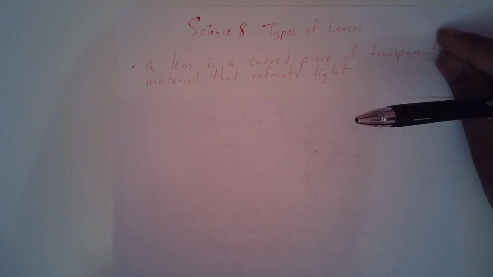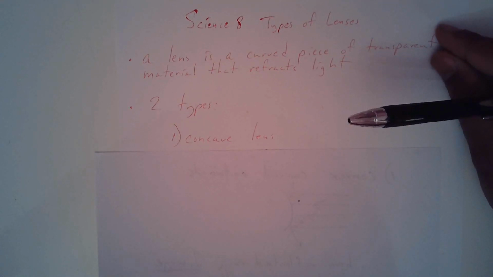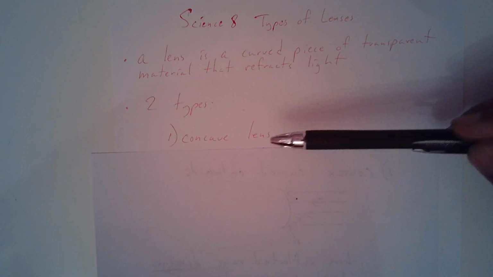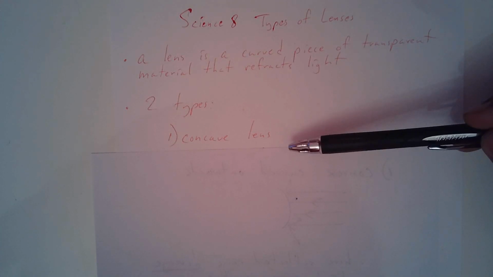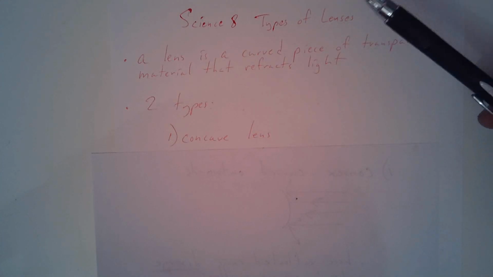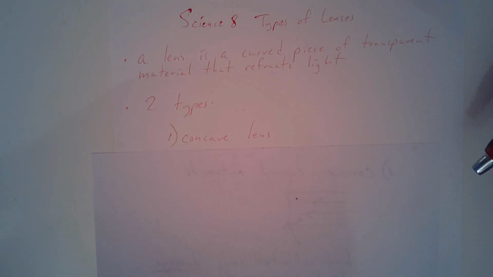There are 2 types. There's a concave lens. One of the things that's kind of confusing here is that we're using the words concave and convex like we did with the mirrors. So really try to distinguish between the lenses and the mirrors, even though they both have that concave or convex word in front. They're totally different. You don't want to mix them up.